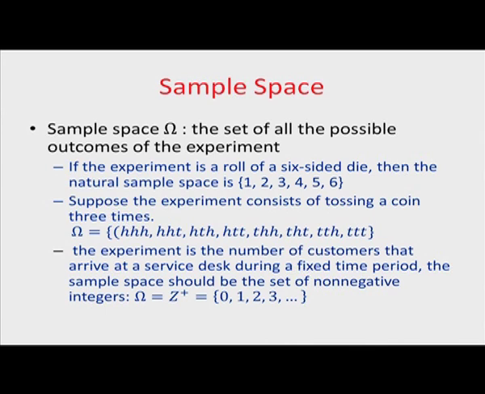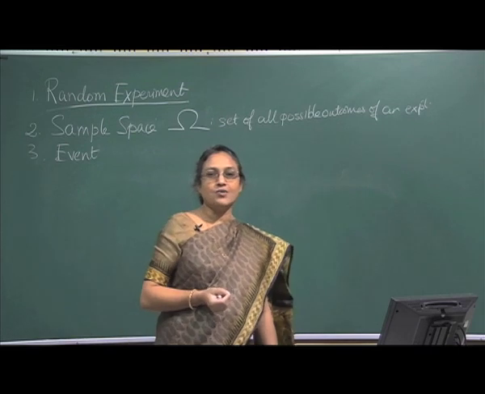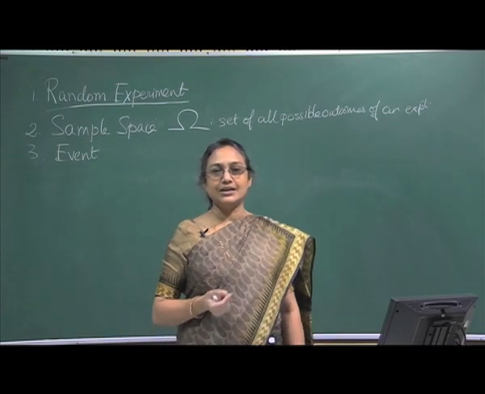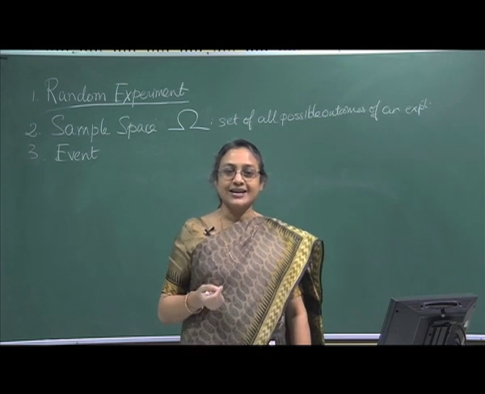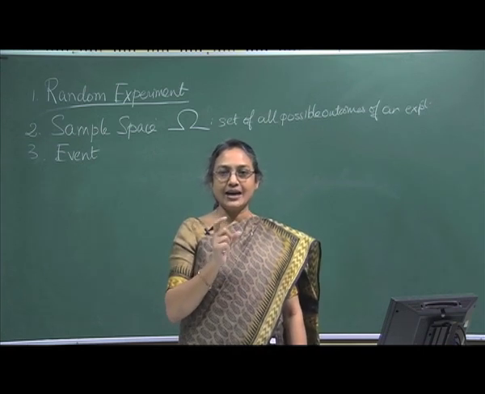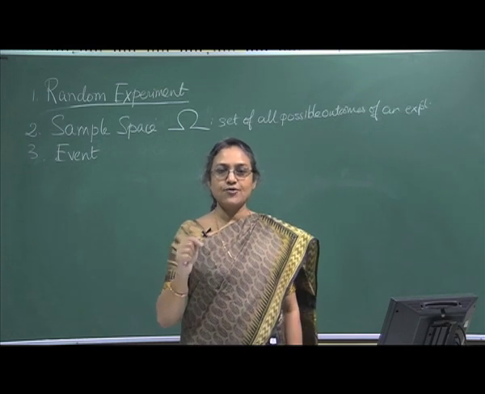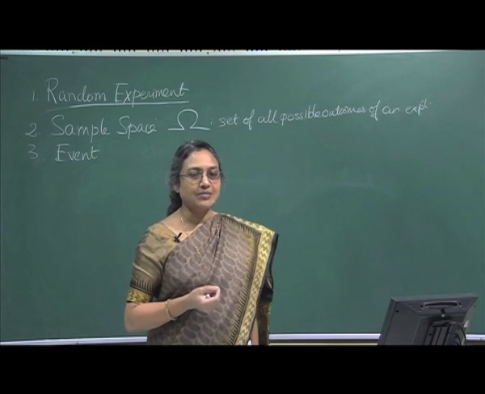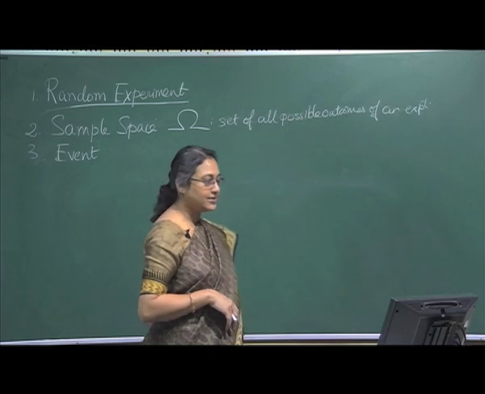And events, as I said, are subsets of the sample space. Say you are tossing a die, and you want to look at the probability that the result is even. A die has 6 possible outcomes, 1, 2, 3, 4, 5, 6. If it is 2 or 4 or 6, we say that the outcome is even, and we can say that this is a possible event.